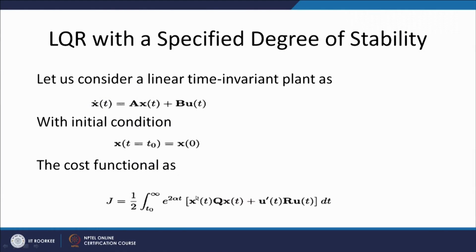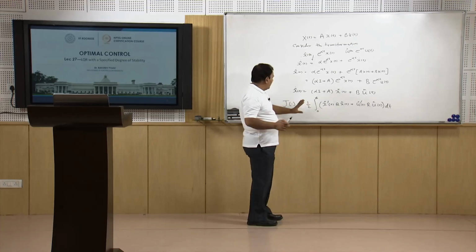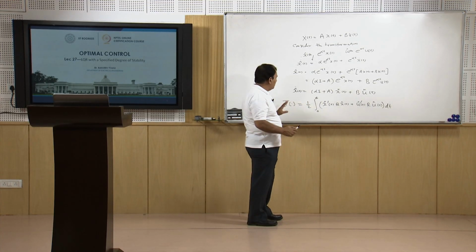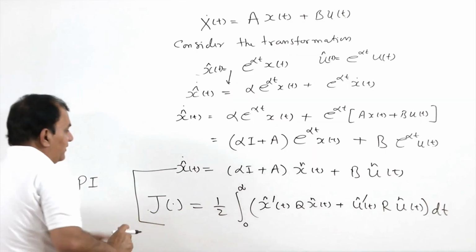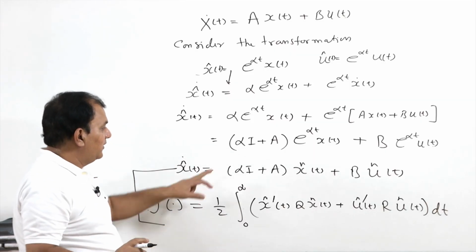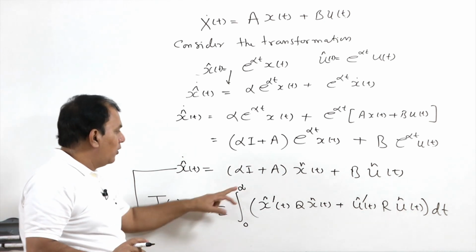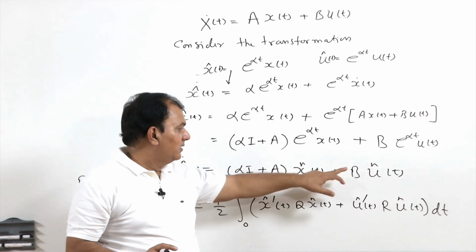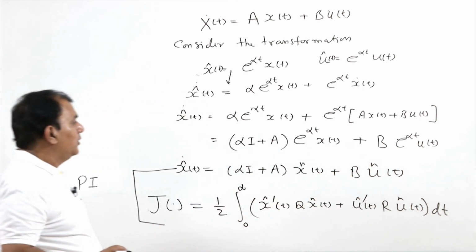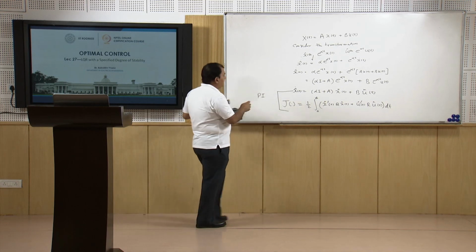So, we can consider one e to the power alpha t with x prime, one with x t, one with u prime and one with u t. So, I will place this value, and I will get the same PI as I was getting before. Now, if I consider this system and this PI, this is in my standard form, but the only difference here is that in place of x we will have x hat and u hat.